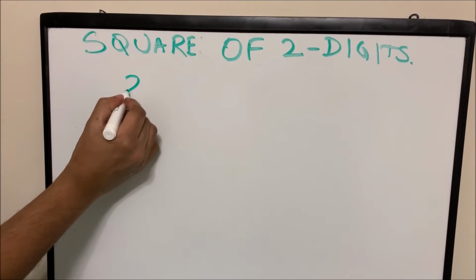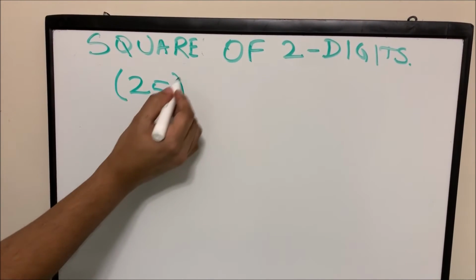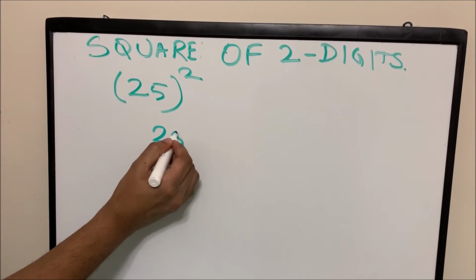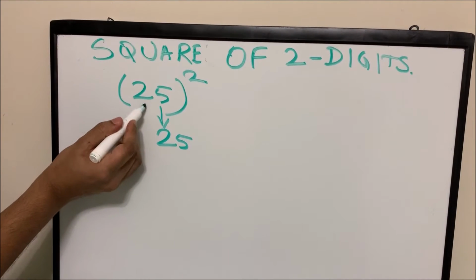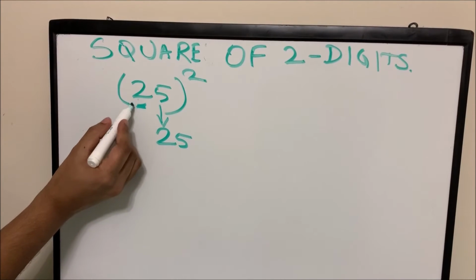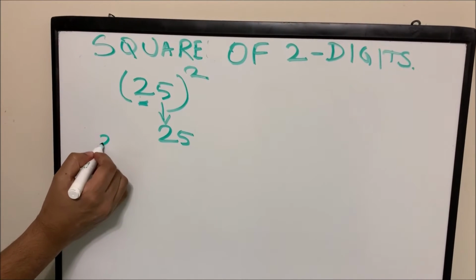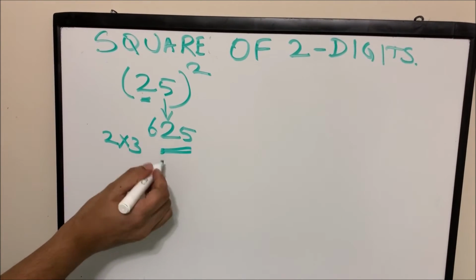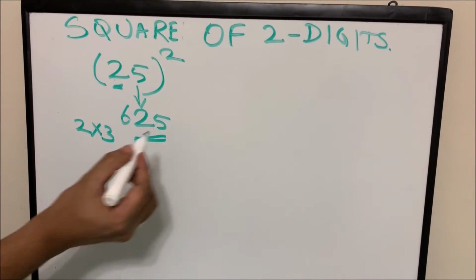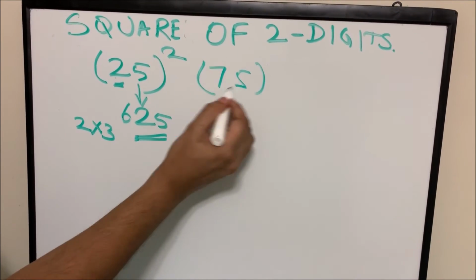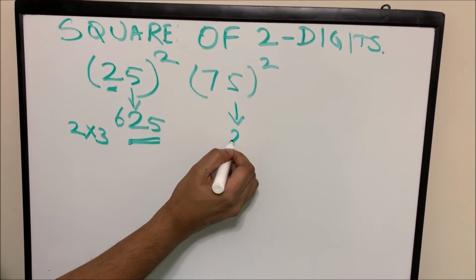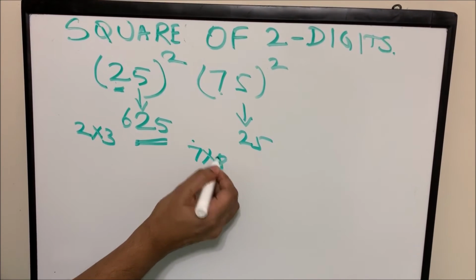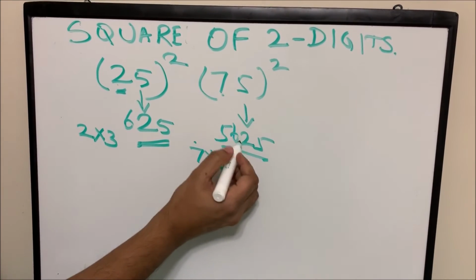For example, 25. For numbers ending with 5, we can directly write 25 here, and then for this digit we need to see what the adjacent number is. The adjacent number for 2 is 3, so 2 into 3 gives 6, which is 625. 625 is the square. Let us see another example, say 75. Same way, for 5 writing 25, and then for 7 the adjacent number is 8, so 7 into 8 is 56, so the answer is 5625.